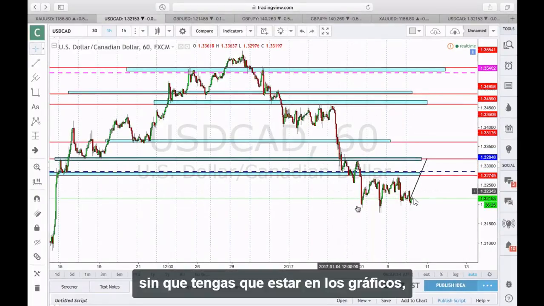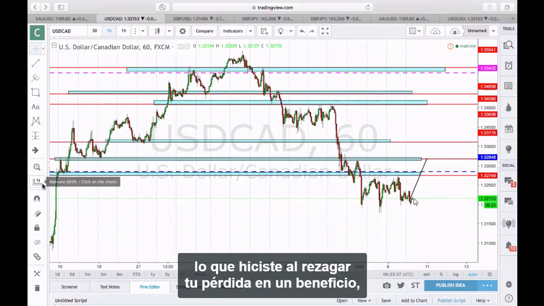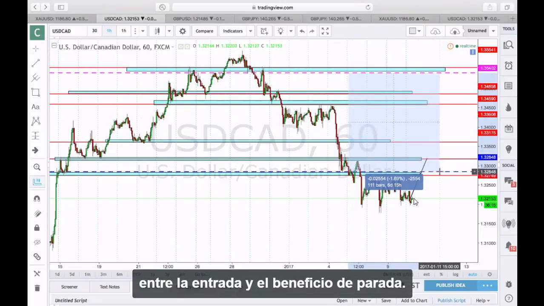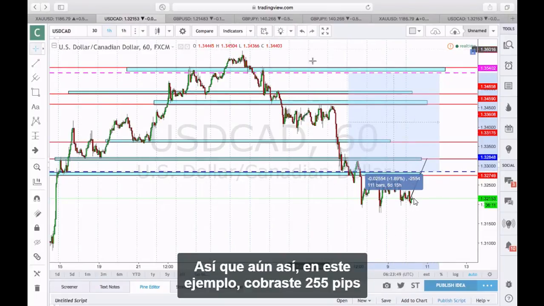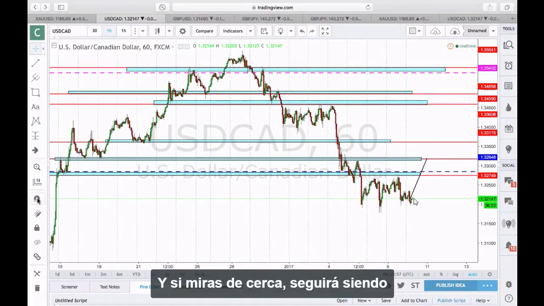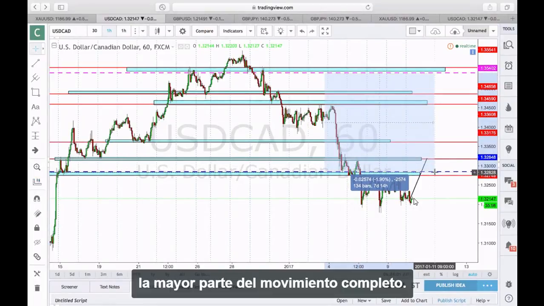Now, the reason why I do that is if price decided to move up without you having to be in the charts, what you did by trailing your stop loss into a stop profit was secure the amount of pips in between the entry and the stop profit. So you still, from this example, collected 255 pips without having to look at the charts. And if you look closely, it was still the majority of the entire move.